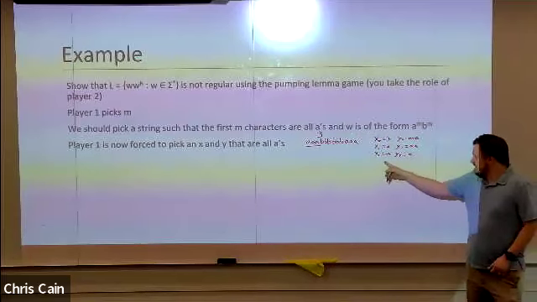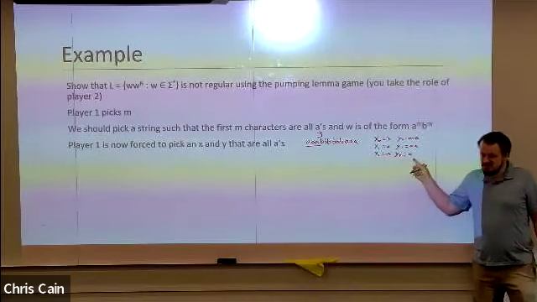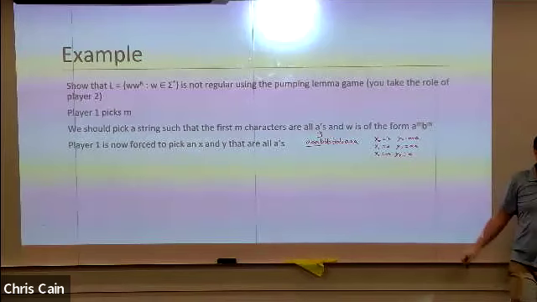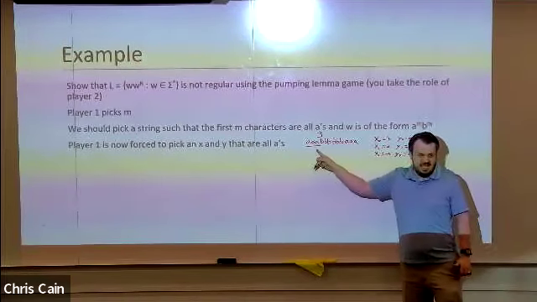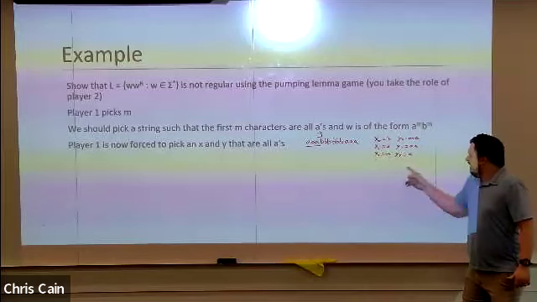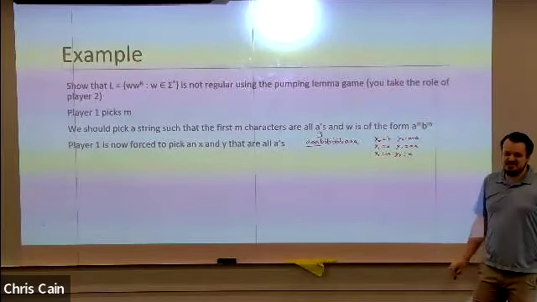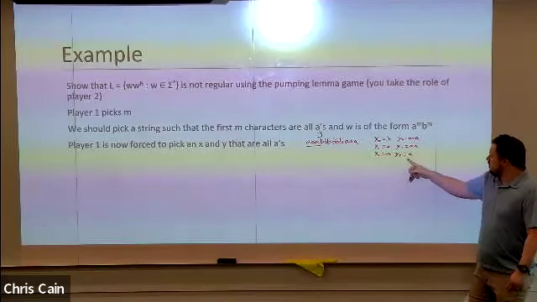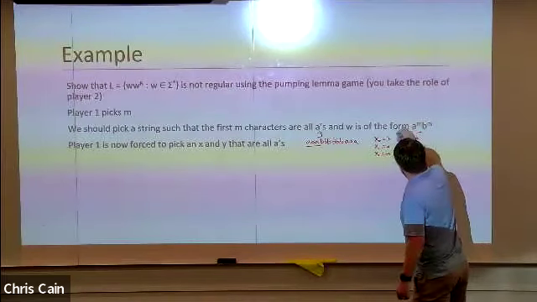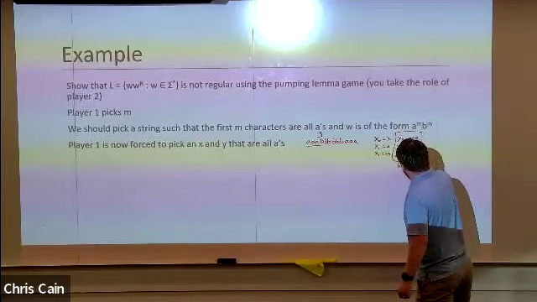We can't have X being AAA and Y being the empty string because the length of Y has to be at least 1. That's one of those constraints. You have to appear in the first M characters. So player 1, you have to pick one of these 3 things. And player 2 says, aha, but regardless of what you pick, this is the loop.